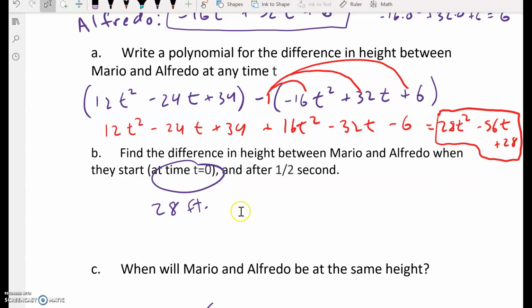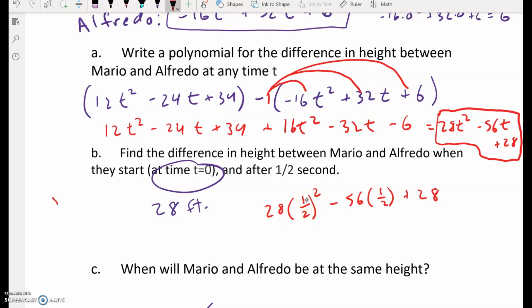Right here, that would just become 28 times 1/2 t squared, excuse me, 1/2. The t gets replaced by 1/2. If you want 0.5, that's totally fine. Minus 56 times 1/2, and then plus 28. Okay, so 1/2 squared is half.